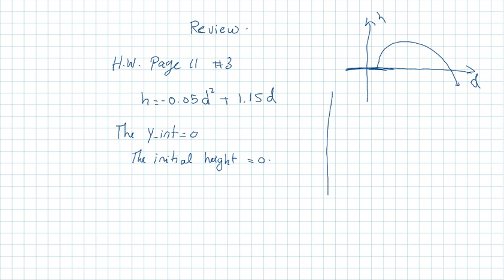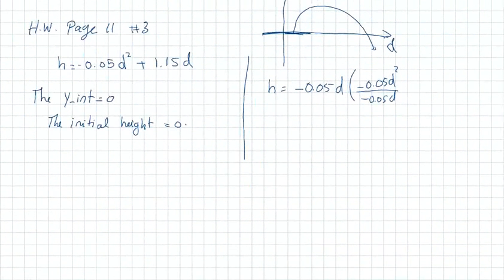Negative 0.05. Remember that if the first term has a negative, I want to take it out. Any other numbers or letters? D. D is common for both, and the lowest exponent is D. It's not D squared, it's D. So negative 0.05 D, and then I will divide each term by negative 0.05 D. And this is where a lot of students don't know what to do because they have two terms. They'll stand there and look at it and not figure out what they need to do.